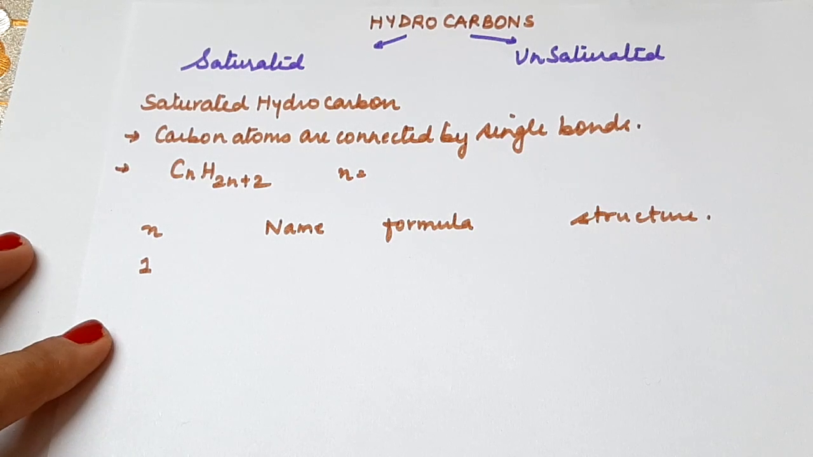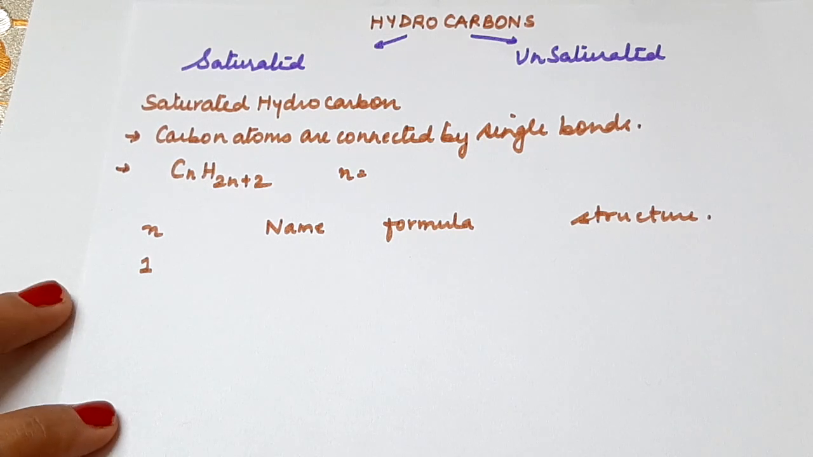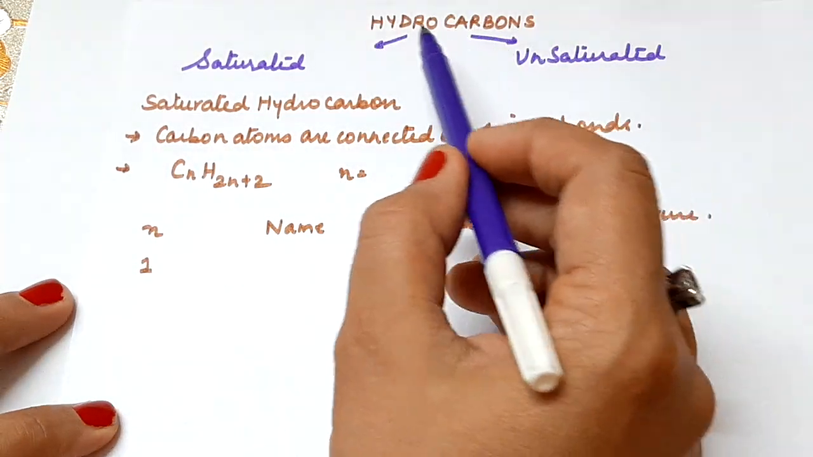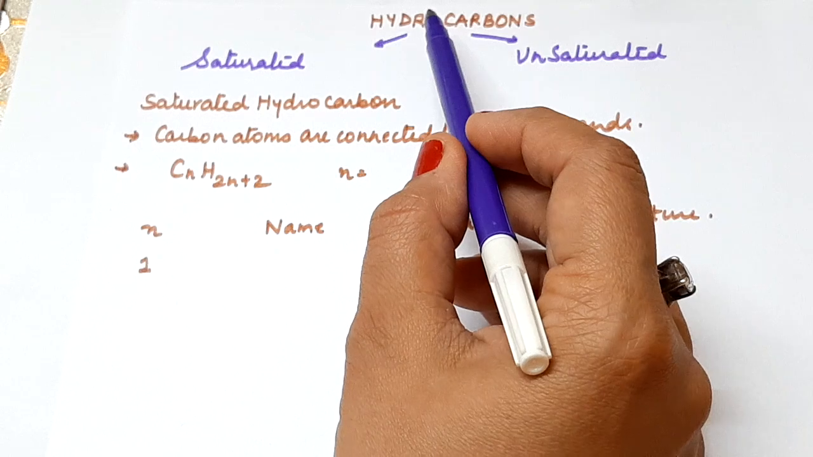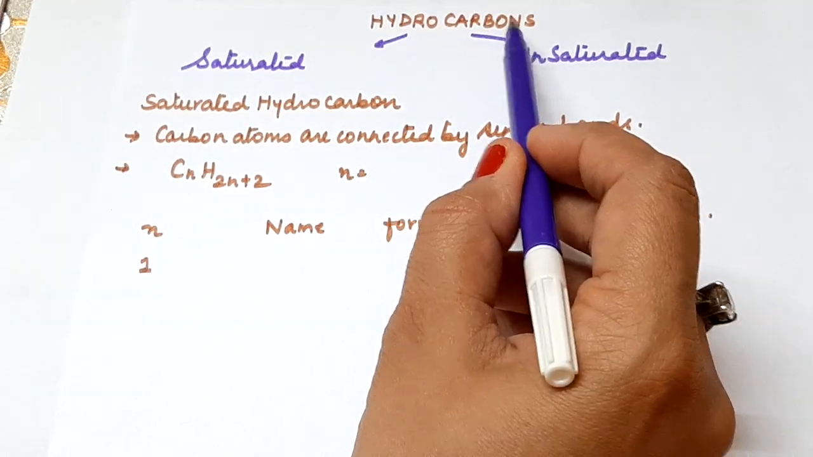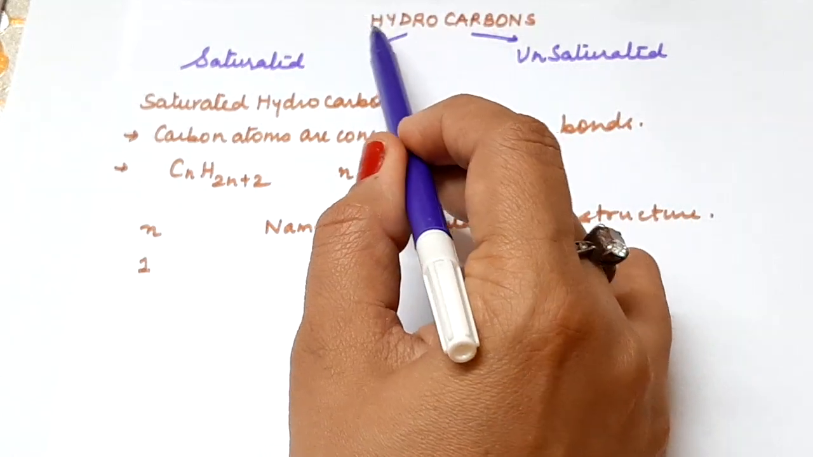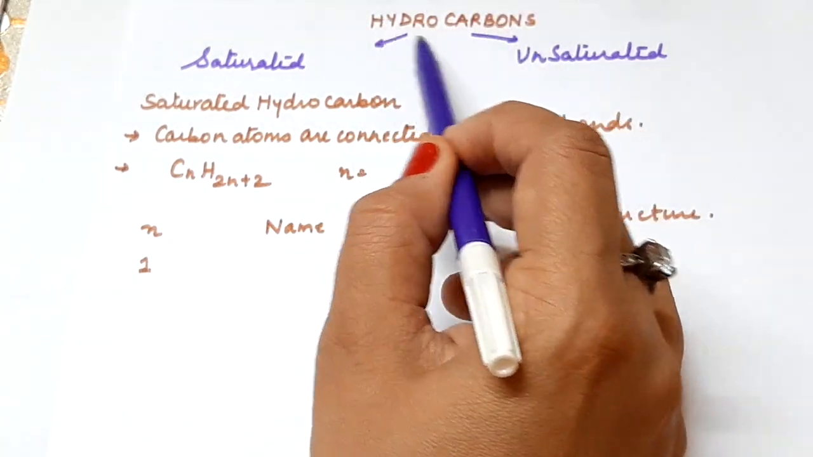Today we are going to start with the topic hydrocarbons. This is a topic that I have taken from class 10th chemistry, carbon and its compounds. So let's start with hydrocarbons. A hydrocarbon is basically a compound which is made up of hydrogen and carbon. So hydro is hydrogen and carbon is carbon. So it is a compound which is made up of hydrogen and carbon.